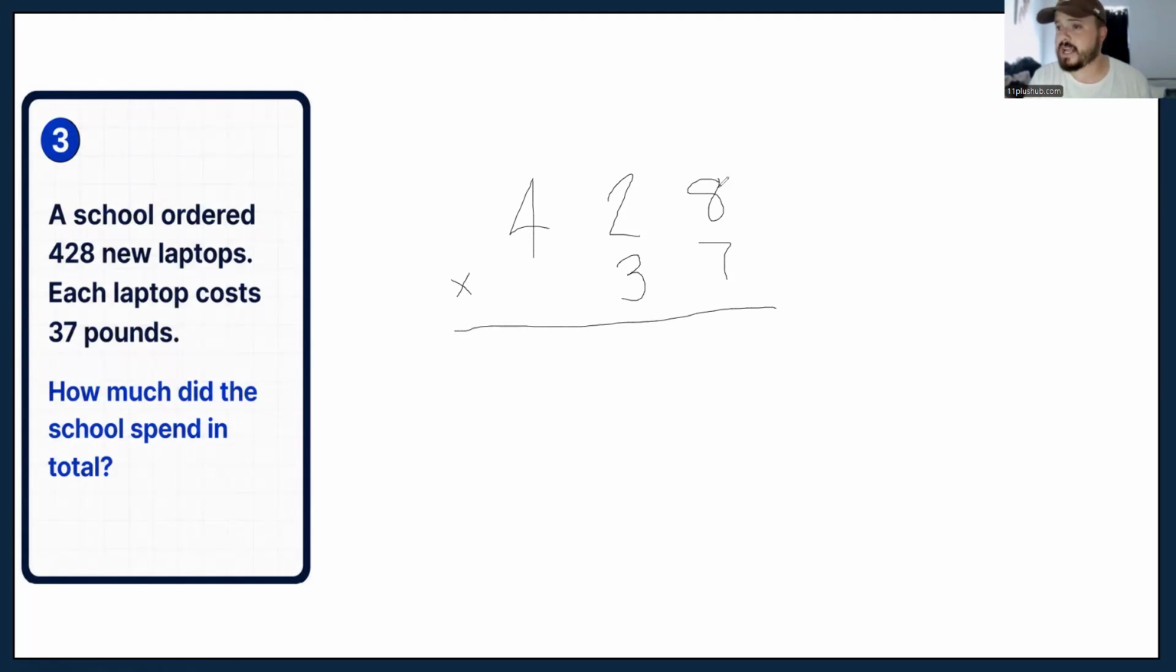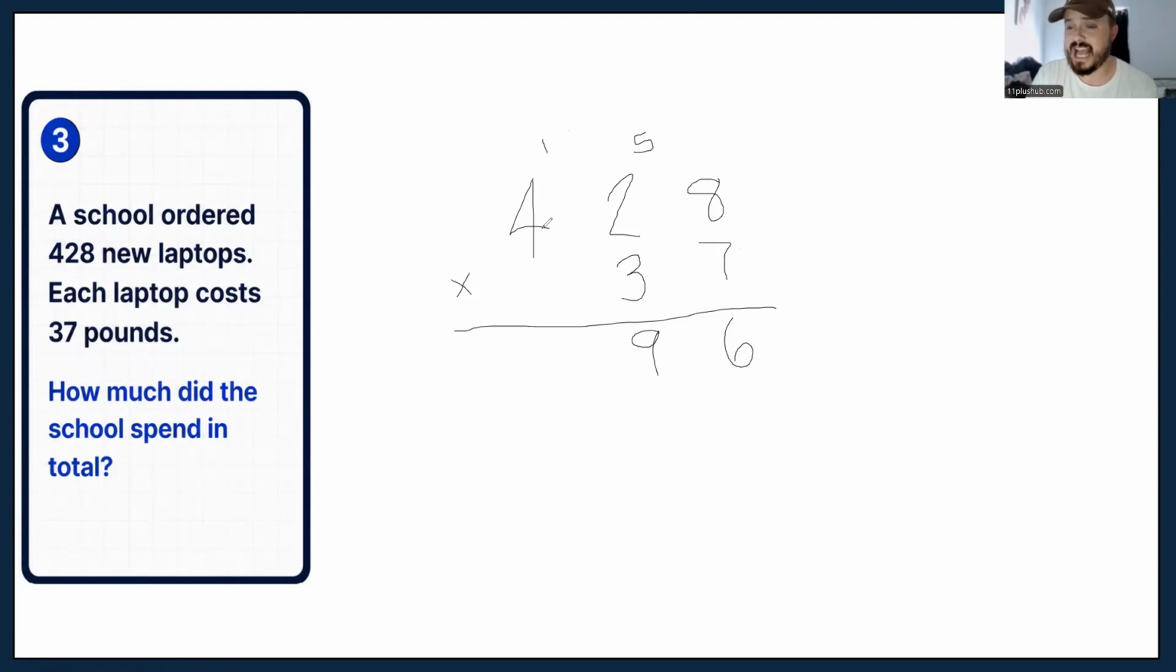Okay, 7 times 8 is 56. So the 6 goes underneath and the 5 gets carried over. 7 times 2 is 14. Add the 5 that we carried over is 19. So 9 goes underneath and 1 gets carried over.